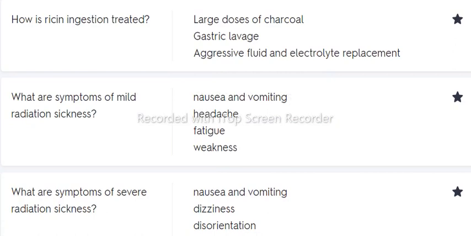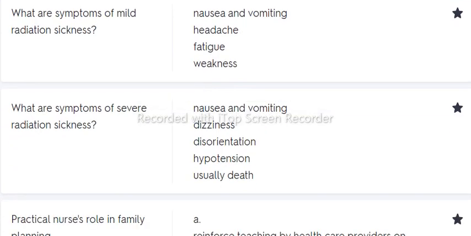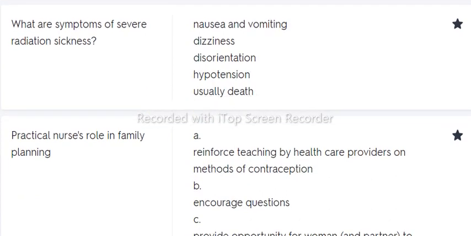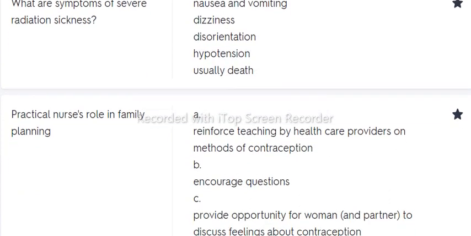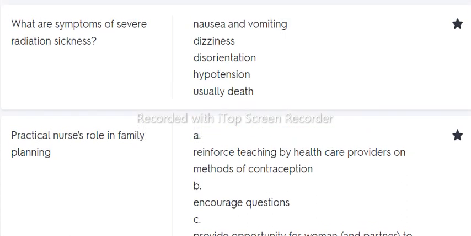How is ricin ingestion treated? Large doses of charcoal, gastric lavage, aggressive fluid and electrolyte replacement. What are symptoms of mild radiation sickness? Nausea and vomiting, headache, fatigue, weakness. What are symptoms of severe radiation sickness? Nausea and vomiting, dizziness, disorientation, hypotension, usually death.